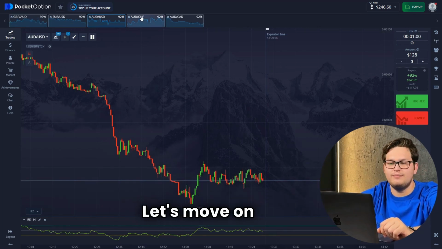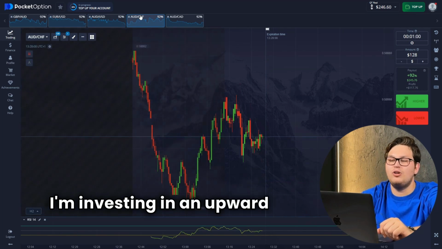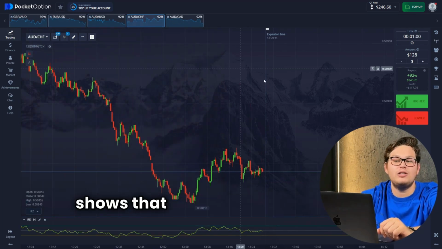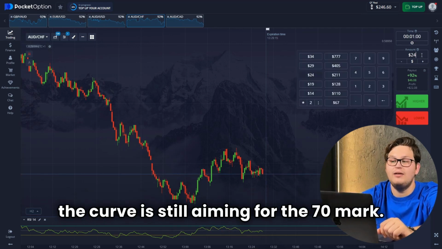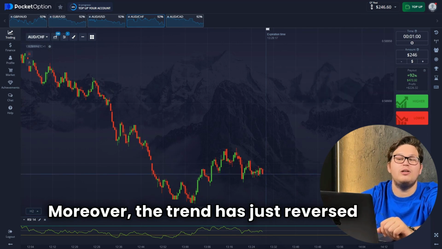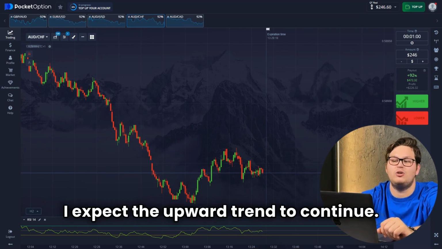Let's move on. Here, I'm investing in an upward trend because the indicator shows that the trend is just gaining strength and the curve is still aiming for the 70 mark. Moreover, the trend has just reversed and I expect the upward trend to continue.